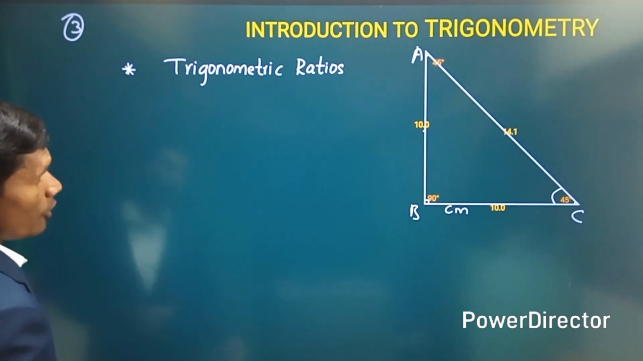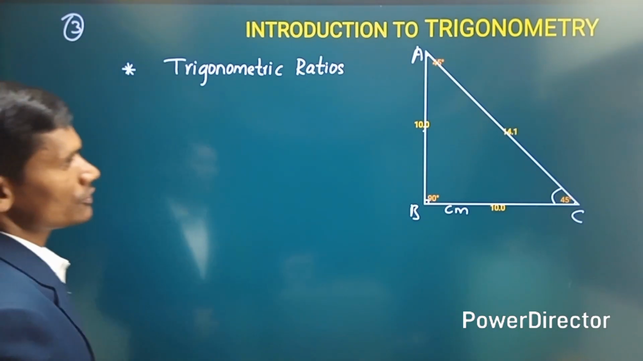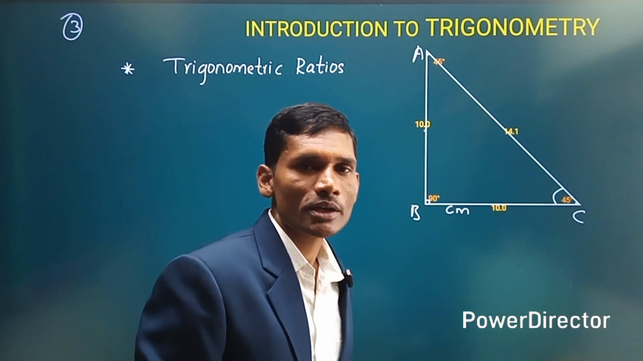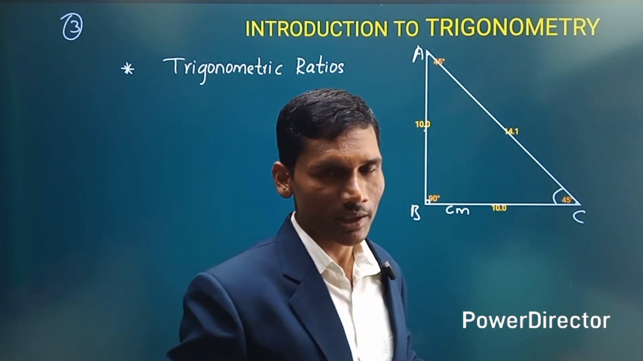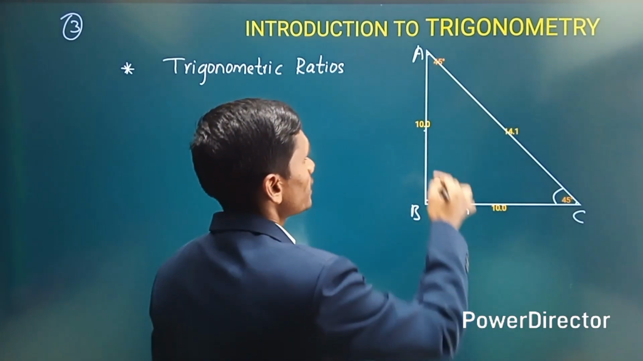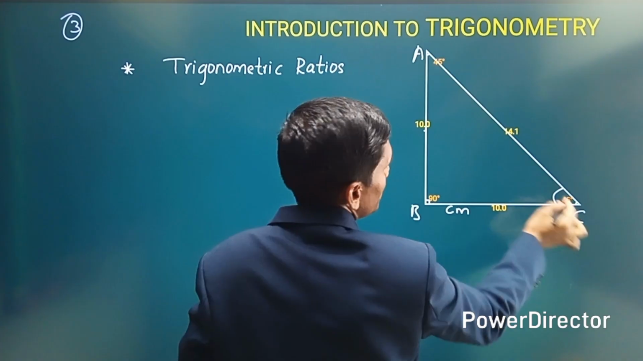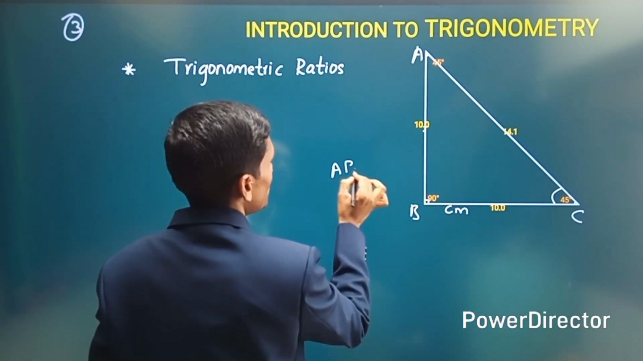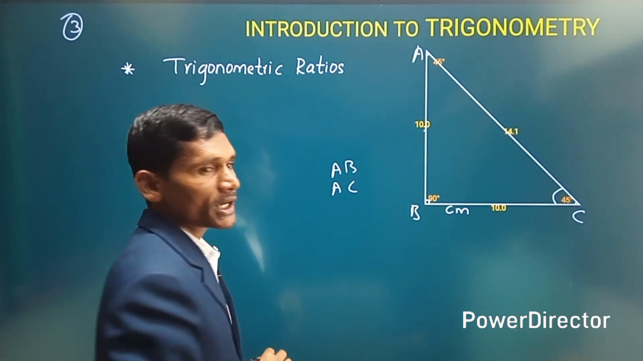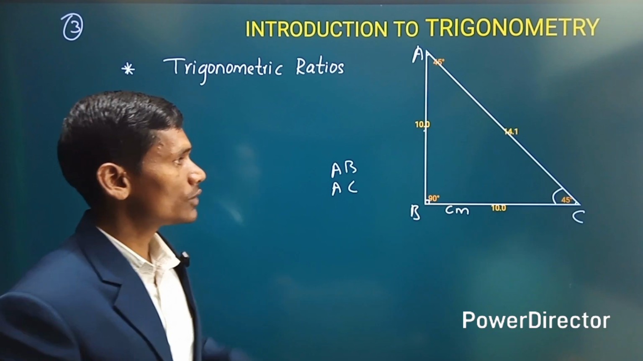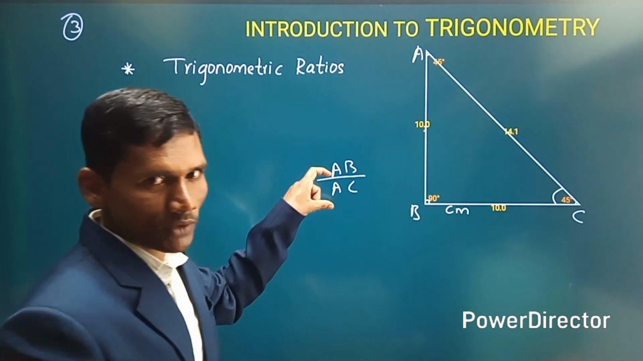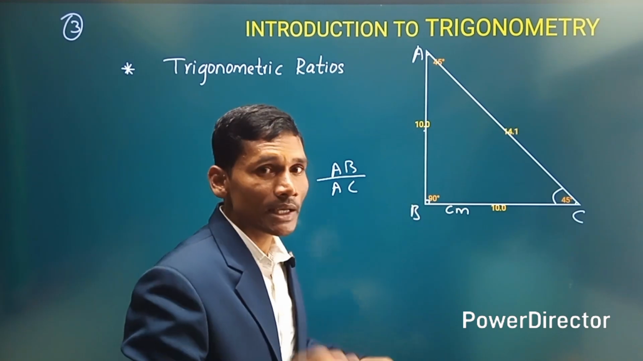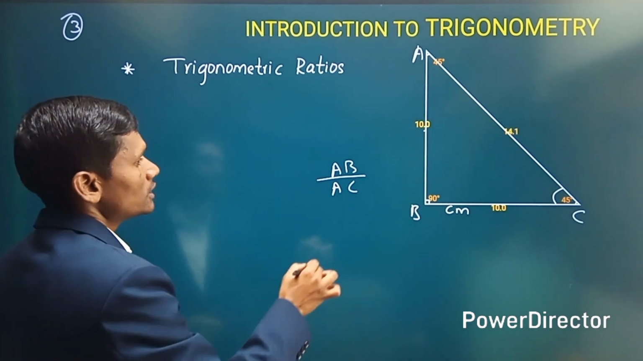Next, coming to the third point, that is trigonometric ratios. What are these trigonometric ratios? Very simple. If you take the lengths of any two sides of a right angle triangle, say for example AB and AC, how are these related? If you take the ratio of these two sides, it is related to one of the angles.